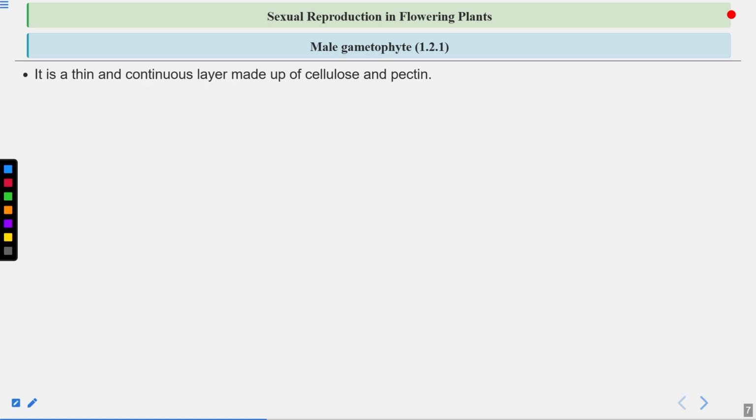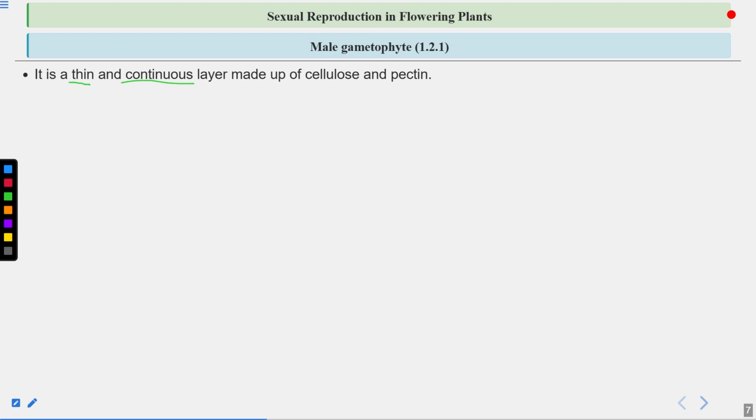Here you can see, it is a thin and continuous layer. Now, was the exine a continuous layer? Can we say that this statement, exine is a continuous layer, is correct? Yes or no, you can give in the chat box. Is exine a continuous layer? Yes or no?